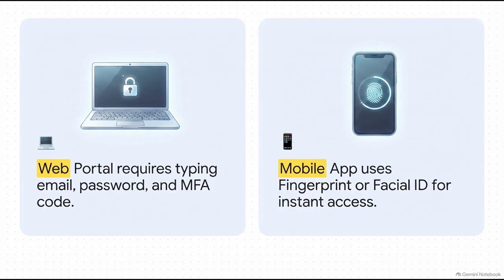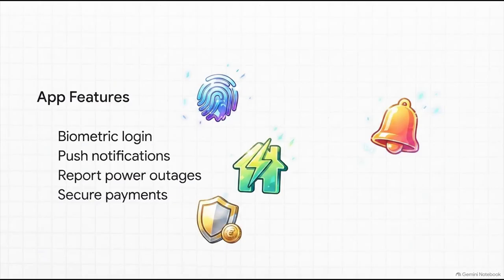The web portal requires remembering your email, typing out a complex password, and waiting around for an MFA code. But the mobile app? It uses your smartphone's native fingerprint or facial ID recognition for instant, highly secure access. No memorization required at all. The app really is a game changer for staying organized.